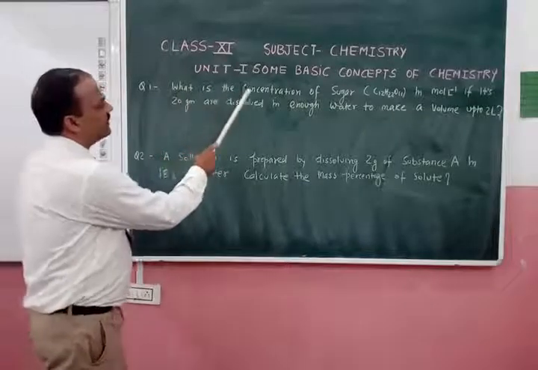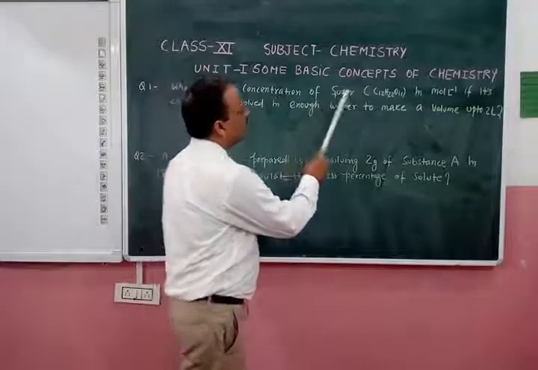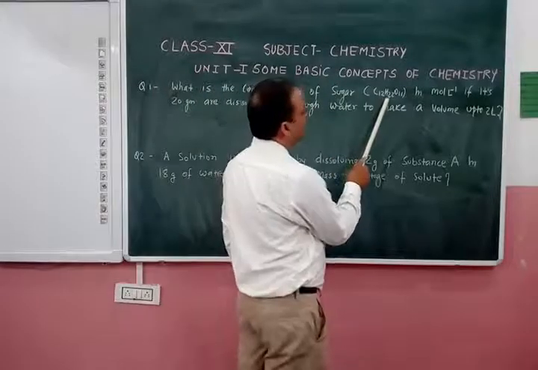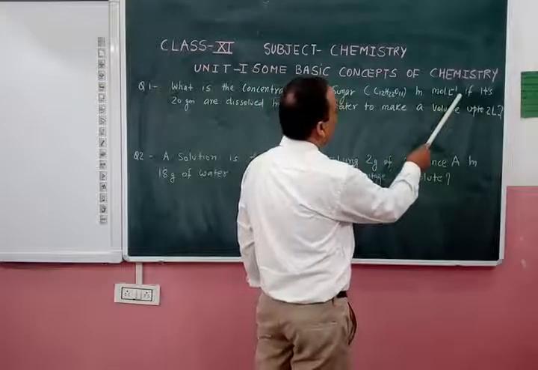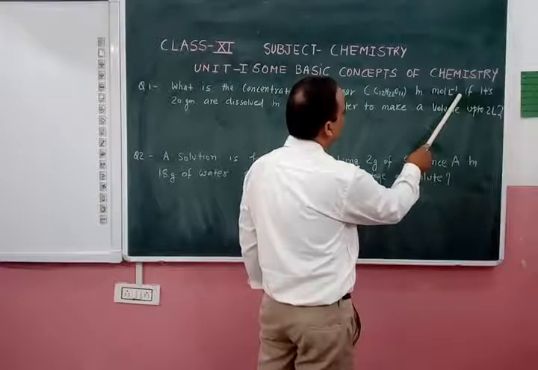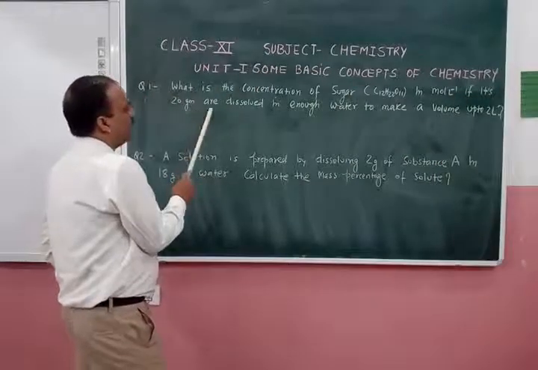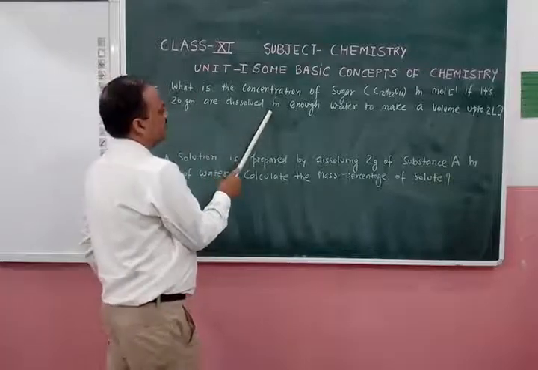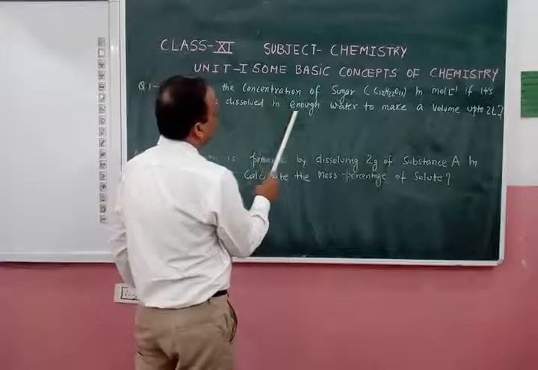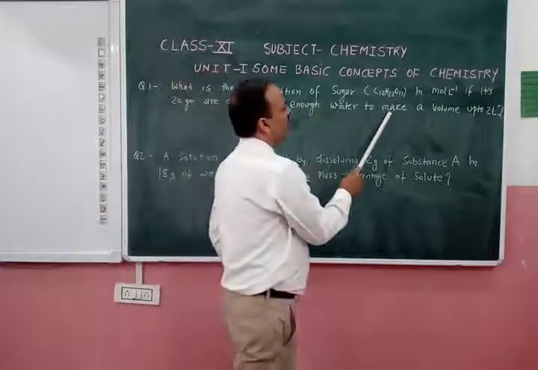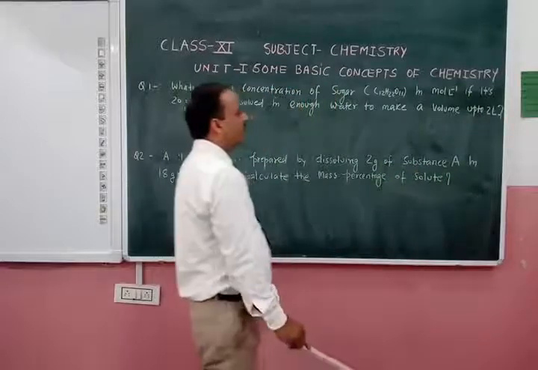What is the concentration of sugar, C12H22O11, in mole per liter, if 20 gram are dissolved in enough water to make a volume up to 2 liter? So that is our first question.